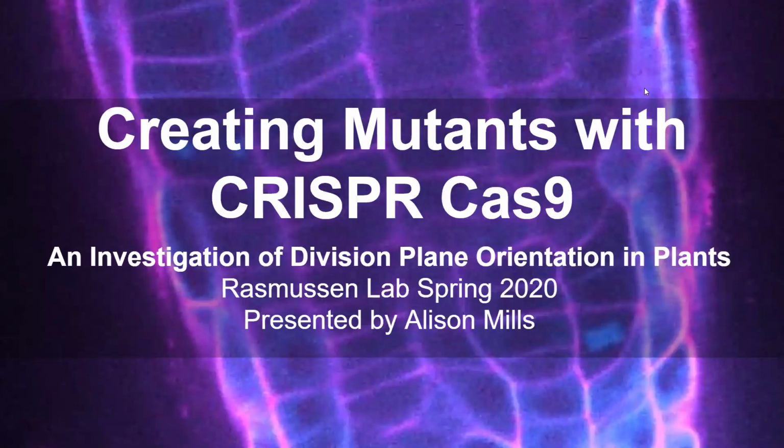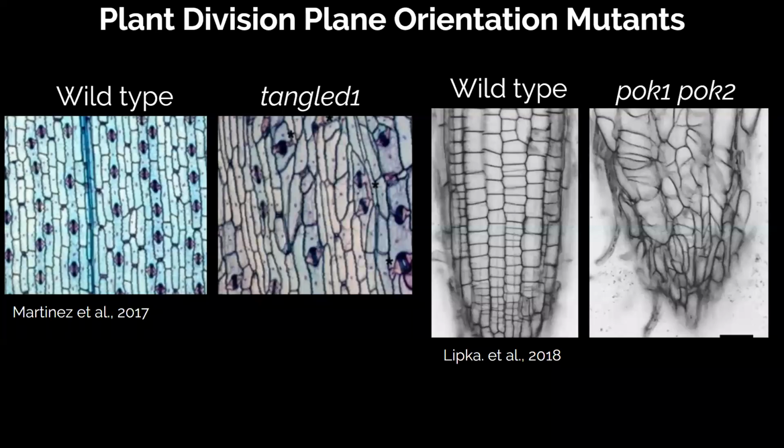Today I'll be introducing you to your Bio20 project, where you'll be creating mutants in Arabidopsis using CRISPR-Cas9 as a way to investigate division plane orientation in plants. I'd first like to start off by showing some examples of division plane orientation mutants.